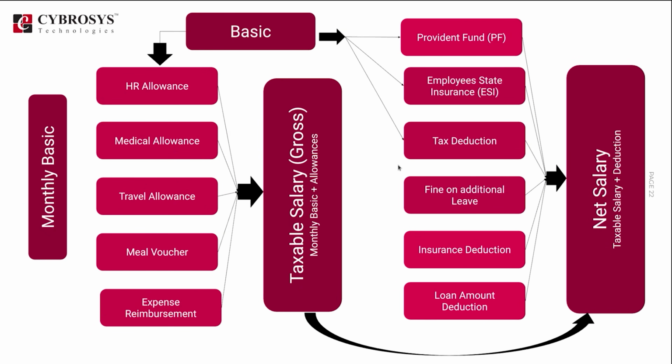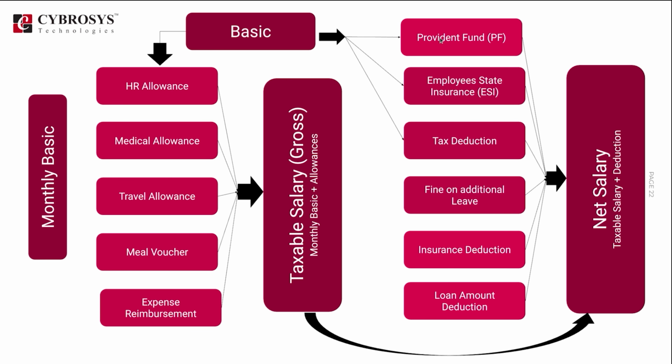Here we can see the monthly basic and the basic. The basic salary is the employee's monthly basic wage which we added inside the contract, and the monthly basic is the given basic salary. And here we can see the allowances are HR allowance, medical allowance, travel allowance, meal voucher and expense reimbursement. The gross salary or the taxable salary is calculated based on the monthly basic and the allowances.